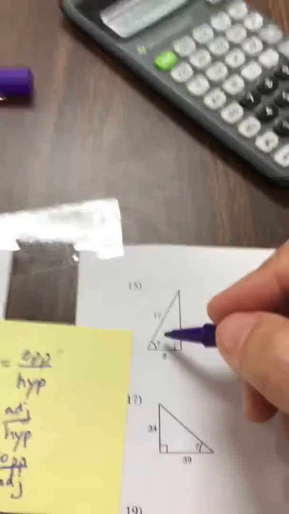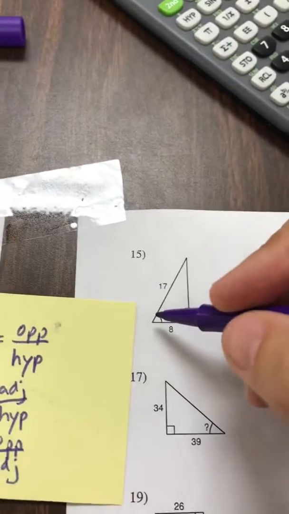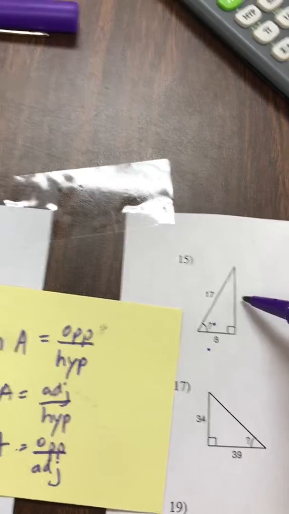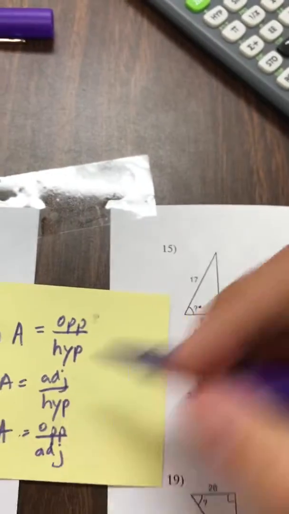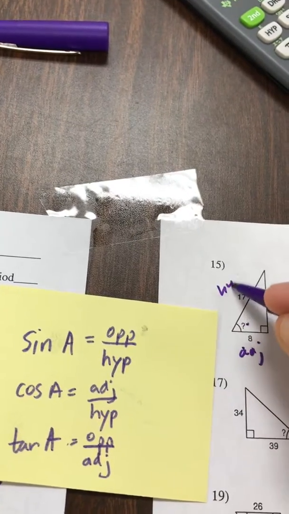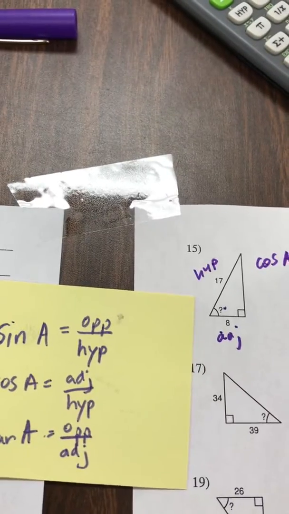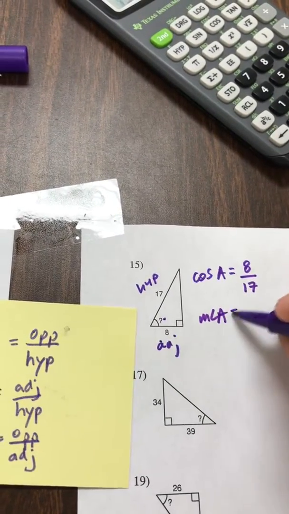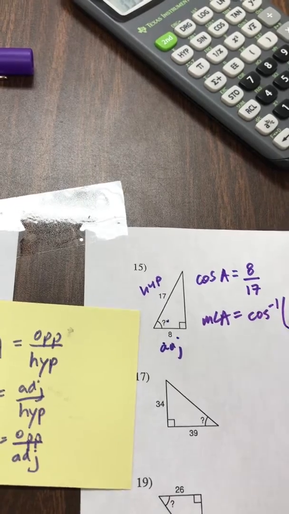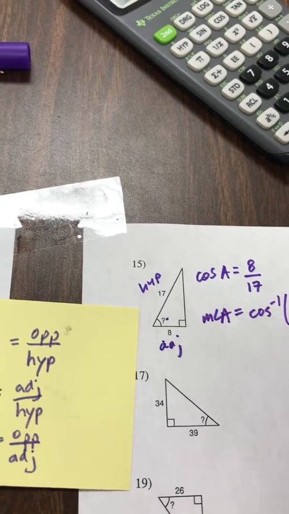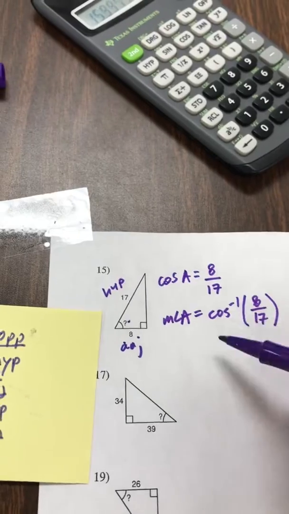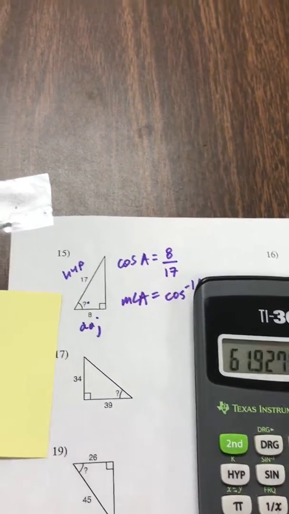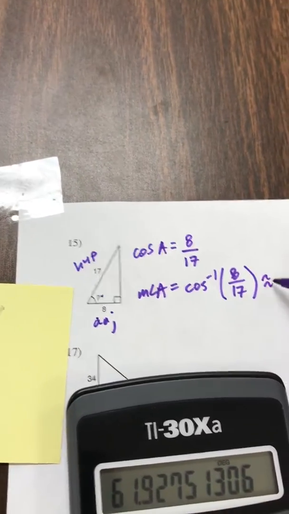You probably feel pretty good about it, so you might just be looking for checking your answers. So let's do it. My angle, I have nothing over here for opposite, so I'm forced to pick cosine. So this is adjacent and hypotenuse. The cosine of an angle is adjacent over hypotenuse. So the measure of angle A would be the inverse cosine of 8/17. Round to the nearest degree.